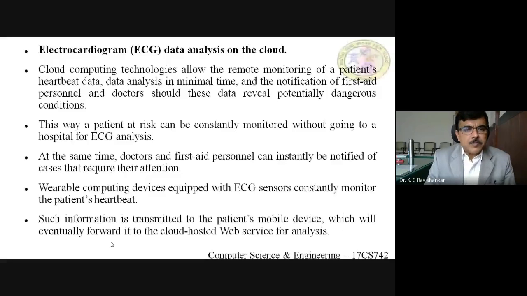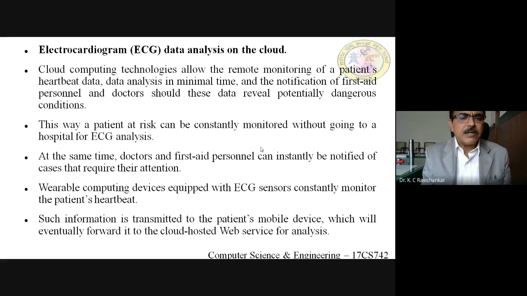Cloud computing technologies allow the remote monitoring of a patient's heartbeat, data analysis in minimal time, and the notification of first aid personnel and doctors should the data reveal a potentially dangerous condition. This way, a patient at risk can be constantly monitored without going to a hospital for ECG analysis. At the same time, doctors and first aid personnel can instantly be notified of cases that require their attention.